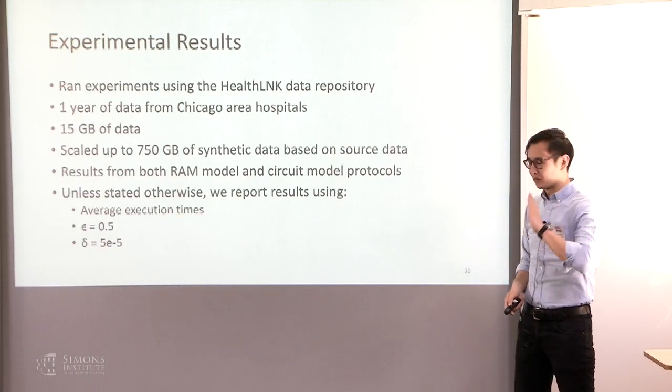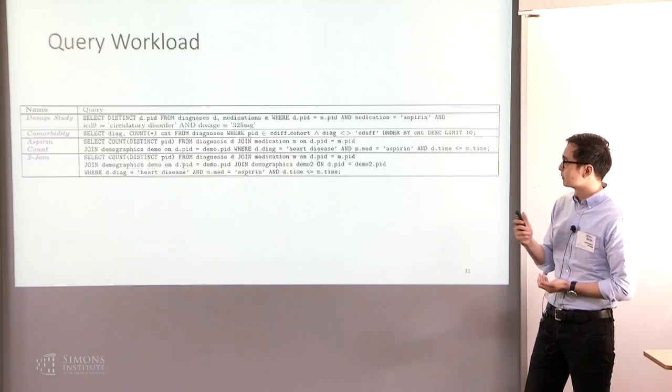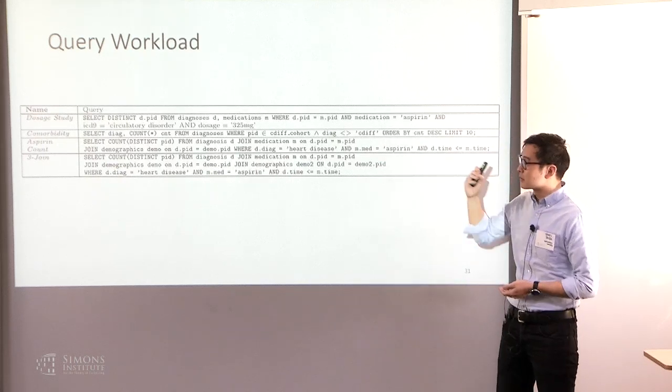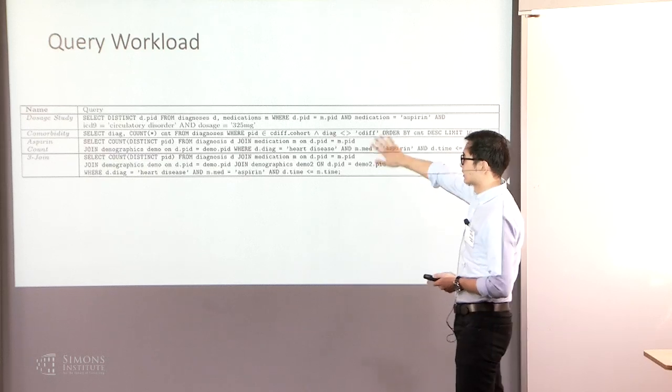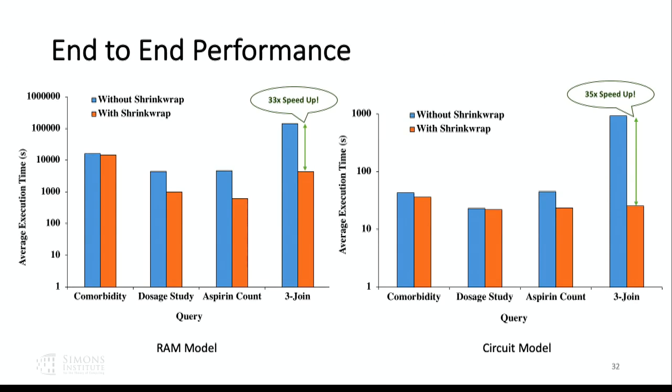It worked out really well that our partners at Northwestern Hospital were able to give us all this information. We actually had access to their medical researchers, so they were able to give us the real queries that they were using in practice. These are three examples: one was a study I was talking about, comorbidity, and aspirin count, which is a synthetic query that I generated based off of their workload. You can see they're kind of complex, some have a lot of joins, some are counting queries, just a mix.